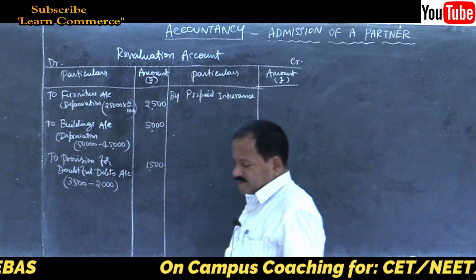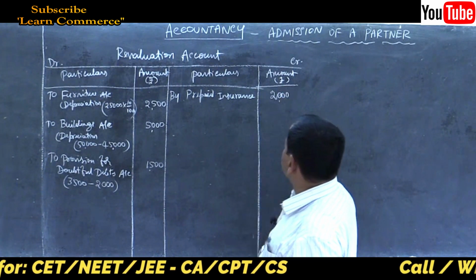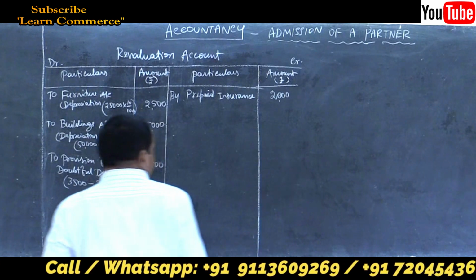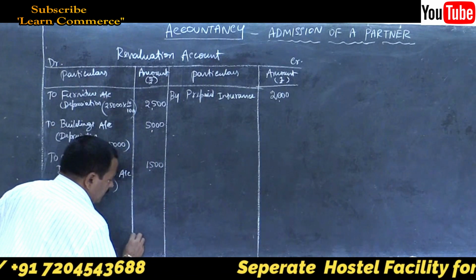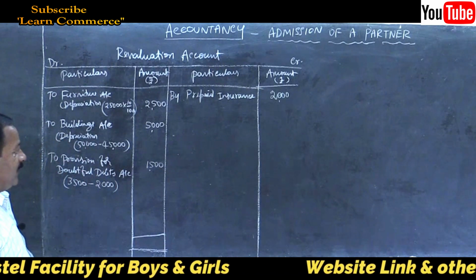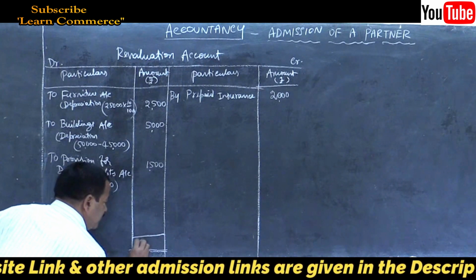How much is it? 2,000. That's all. Close revaluation account. Find out the difference. I think debit side is greater. So take the total of debit side first and write the same total on the other side. It will be 4 plus 5, 9,000. Yes, it is 9,000.